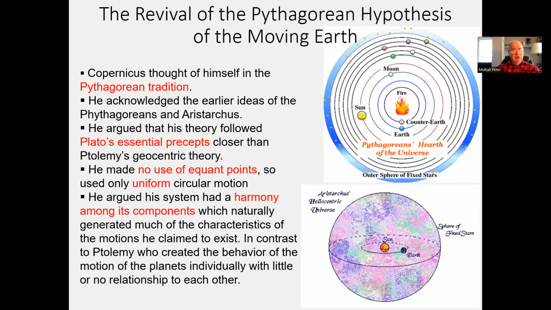Aristarchus really had the whole thing going. He had the Earth going around the sun with the fixed stars very, very far away, and the Earth turning on its axis to create the illusion of day and night every 24 hours. Aristarchus laid out the whole thing.